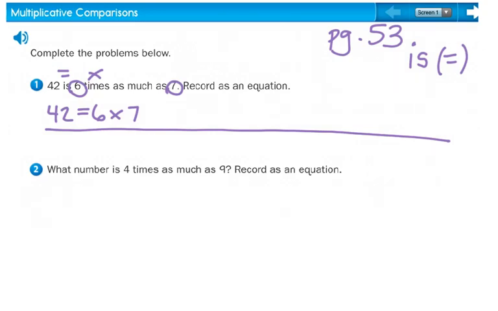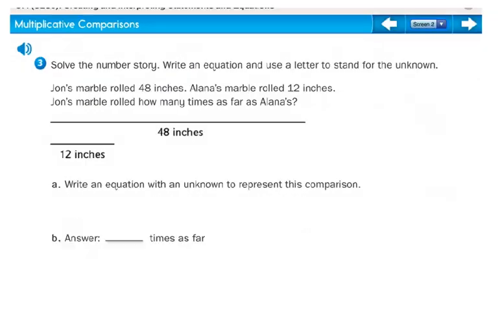Number 2, what number is 4 times as much as 9? So is, remember, equals 4 and 9. So pay attention to those. So what number is 4 times as much as 9? Well, we need to finish that equation. What is 4 times 9? 36. Remember those multiplication problems. If you have those facts memorized, it's going to help you incredibly in each and every lesson.